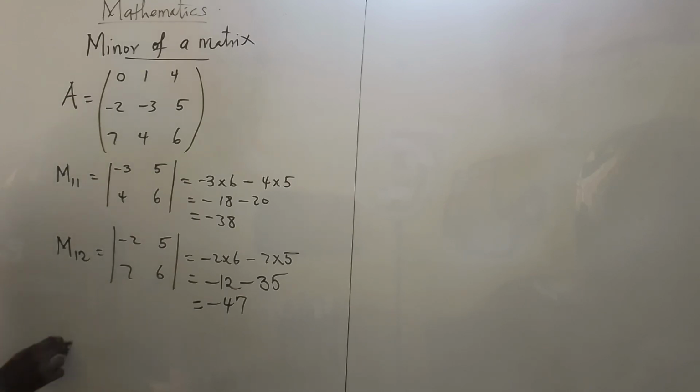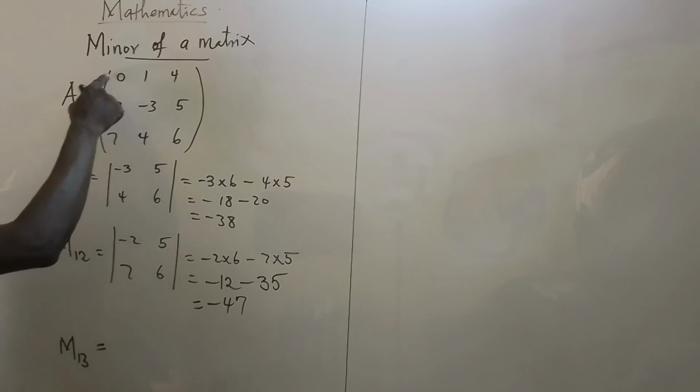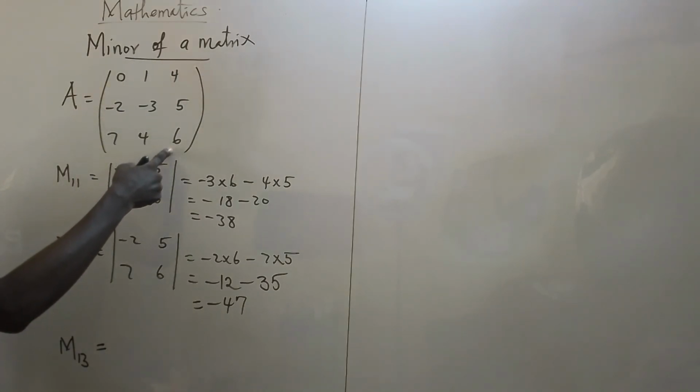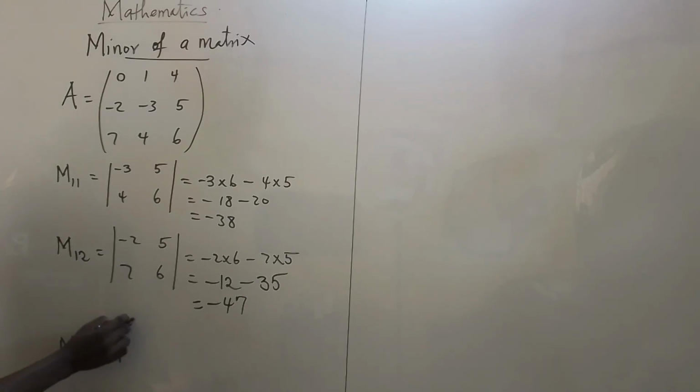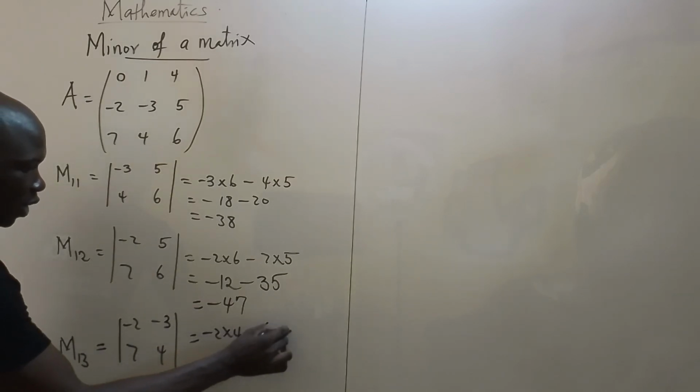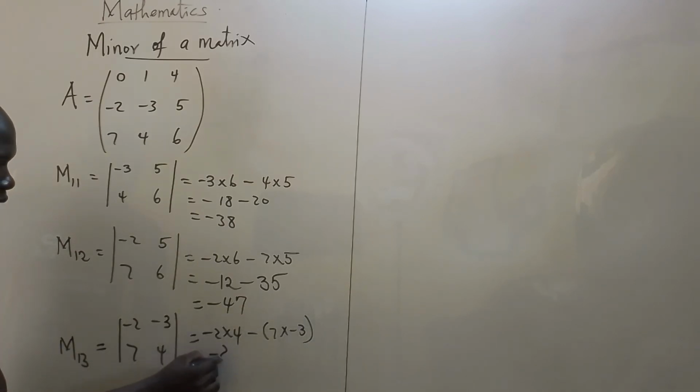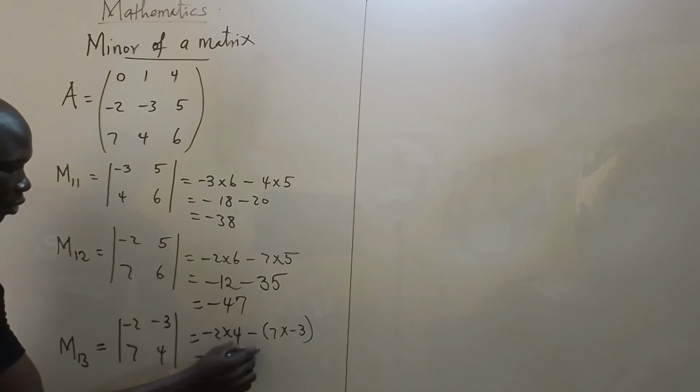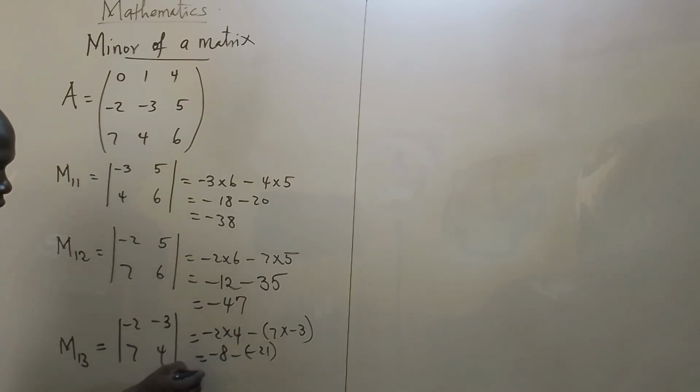In the same way, we can have M13. M13 means deleting the elements on the first row and third column. First row deleted, third column deleted. We are left with minus 2, minus 3, 7, and 4. The determinant of this is minus 2 times 4, minus 7 times minus 3. So this is minus 8 minus minus 21, which is a plus here. Minus 8 plus 21 simply means 21 minus 8, which gives us 13.